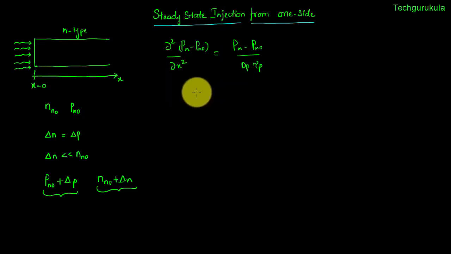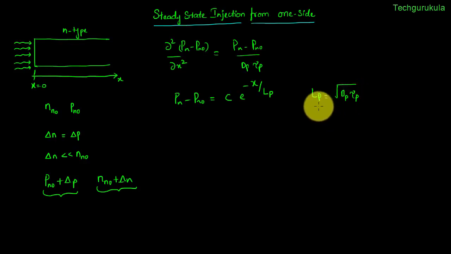Solution to this differential equation can be written as Pn minus Pn naught is equal to some constant, say c, times e power minus x over a constant Lp. And Lp is related to Dp and tau p, where Lp is given by the square root of Dp tau p, and we are going to call this Lp the diffusion length of holes.